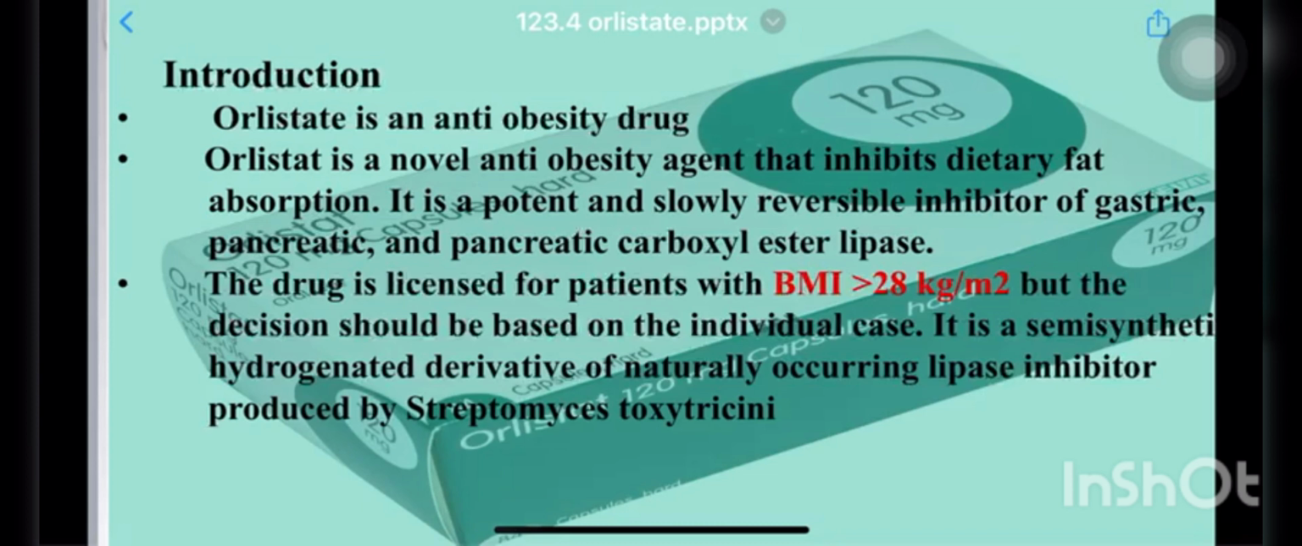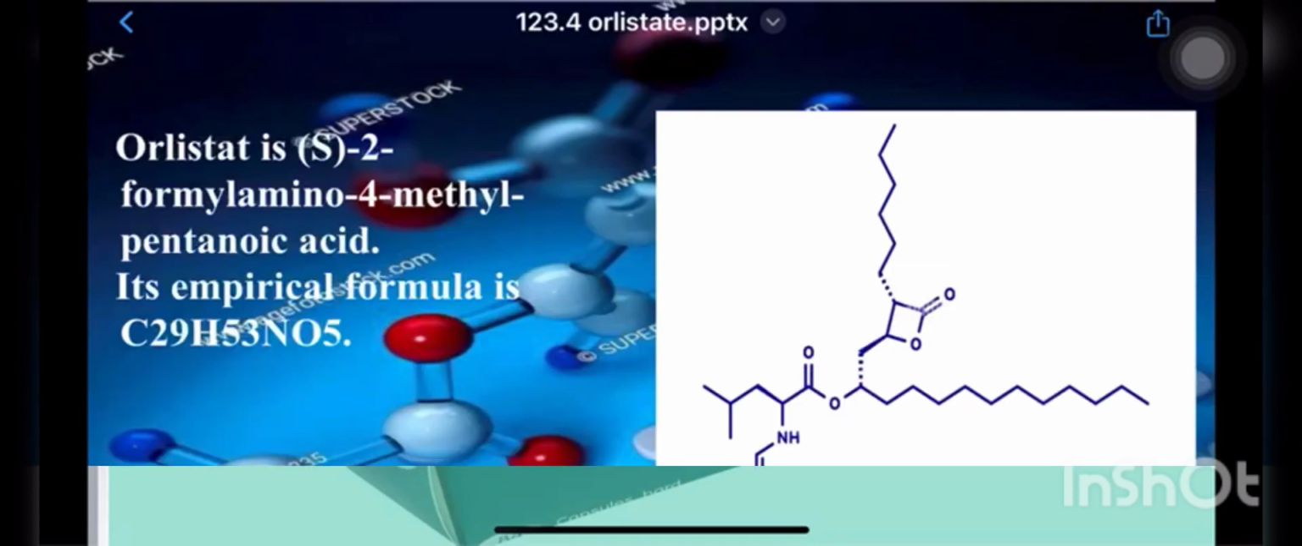Orlistat is a novel anti-obesity agent that inhibits dietary fat absorption. It is a potent and slowly reversible inhibitor of gastric, pancreatic and carboxyl ester lipase. The drug is licensed for patients with a BMI greater than 28 kg, but the decision should be based on the individual case. It is a semi-synthetic hydrogenated derivative of the naturally occurring lipase inhibitor produced by Streptomyces toxotricini.